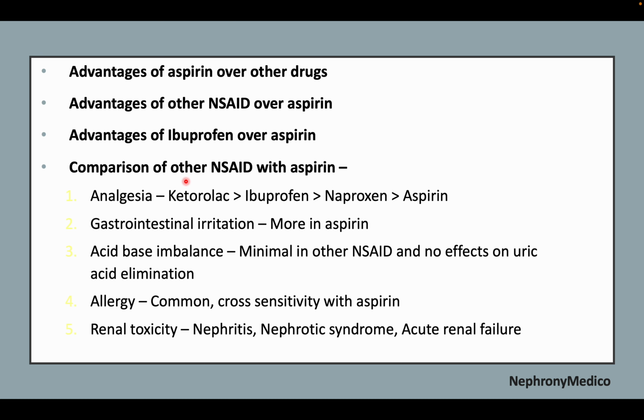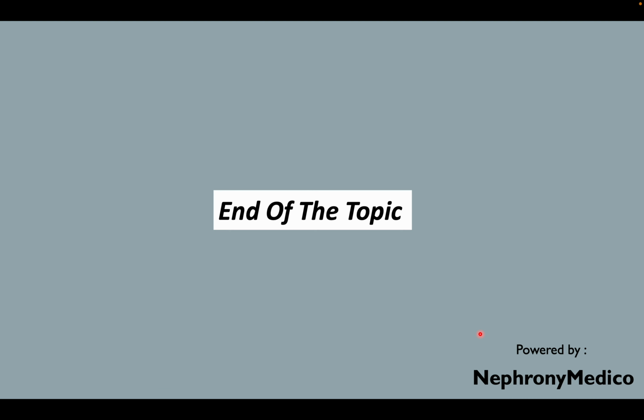Now, comparison of other NSAIDs with aspirin. For analgesia, ketorolac is good, and then ibuprofen, then naproxen, and aspirin. For gastrointestinal irritation, it is seen more in aspirin. For allergy, aspirin is more common. For renal toxicity, nephritis, nephrotic syndrome, and acute renal failure are more seen. End of the topic.